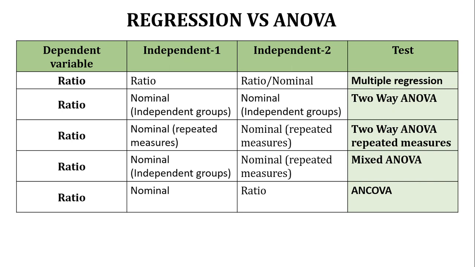So you can see here from the first to last, in the first, where we were using multiple regression, my first independent variable is ratio and the second is either ratio or nominal. But in the case of the last, ANCOVA, my first independent variable is nominal and the second is in ratio scale. So once the independent variable interchanges, you have to identify a suitable test for your test statistics.